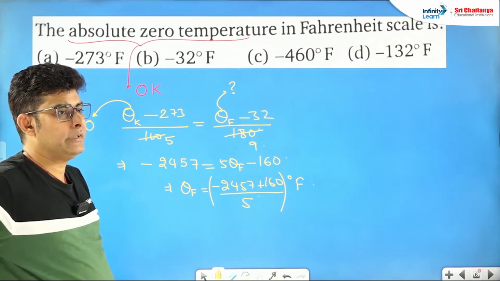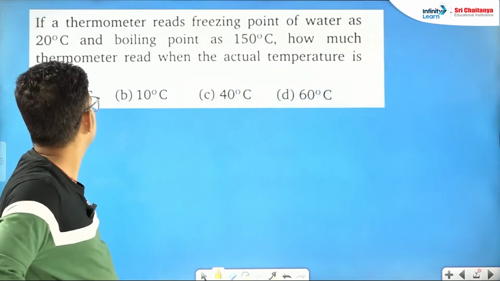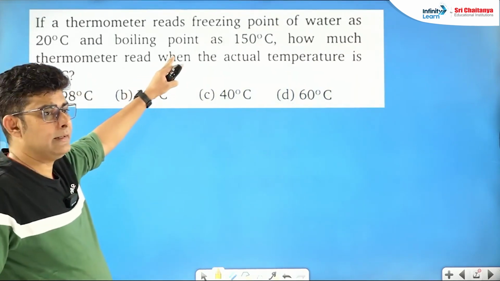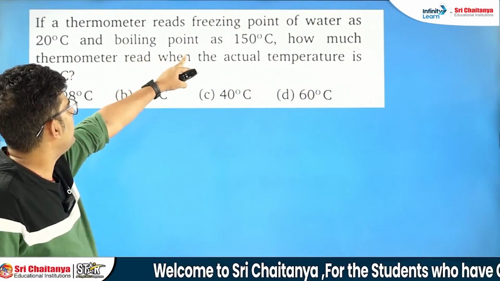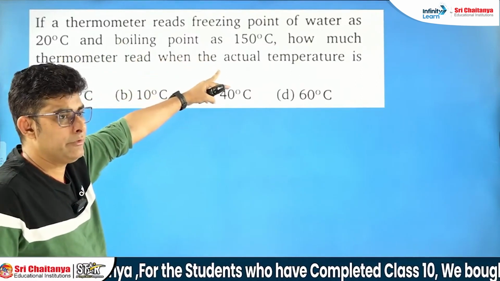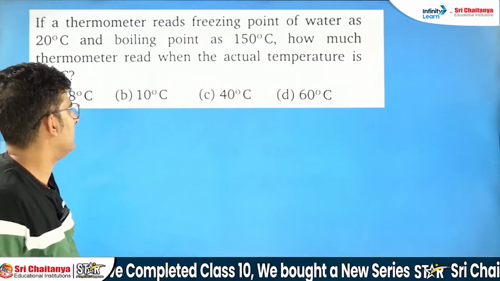Okay, so shall we proceed to the next question? Now, as I said, this temperature rule applies to any scale. So we have a thermometer reading the freezing point of water as 20 degrees Celsius and the boiling point as 150 degrees Celsius. How much does the thermometer read when the actual temperature is 60 degrees Celsius?